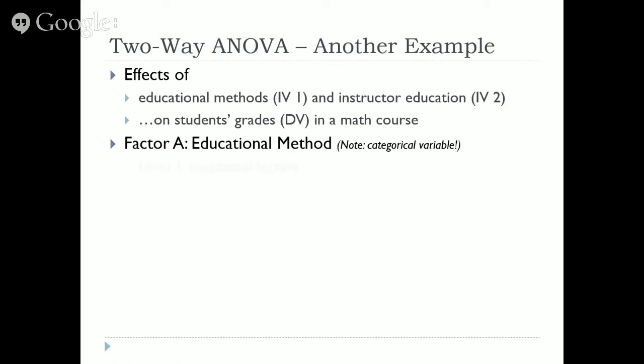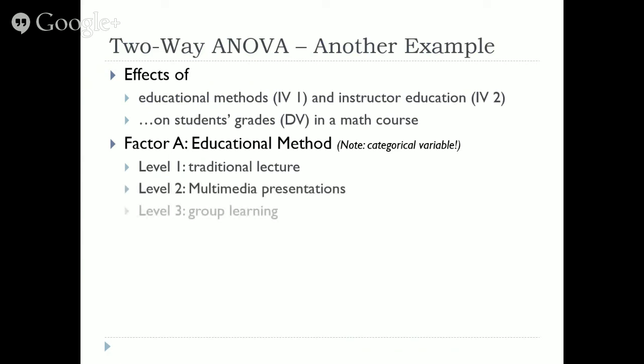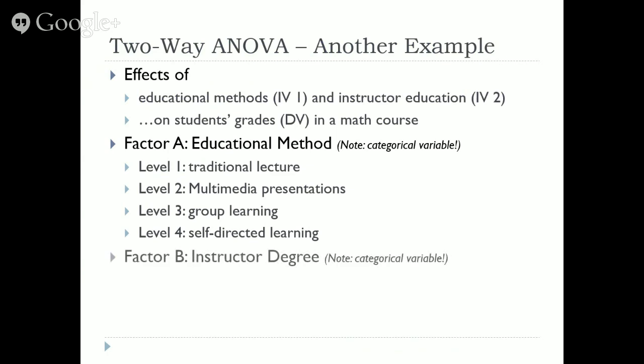So factor A is the educational method. We have traditional lectures, multimedia presentations, group learning, or self-directed learning. This is a fully between subjects design, so we need like 4 different groups of participants. But then we have factor B.